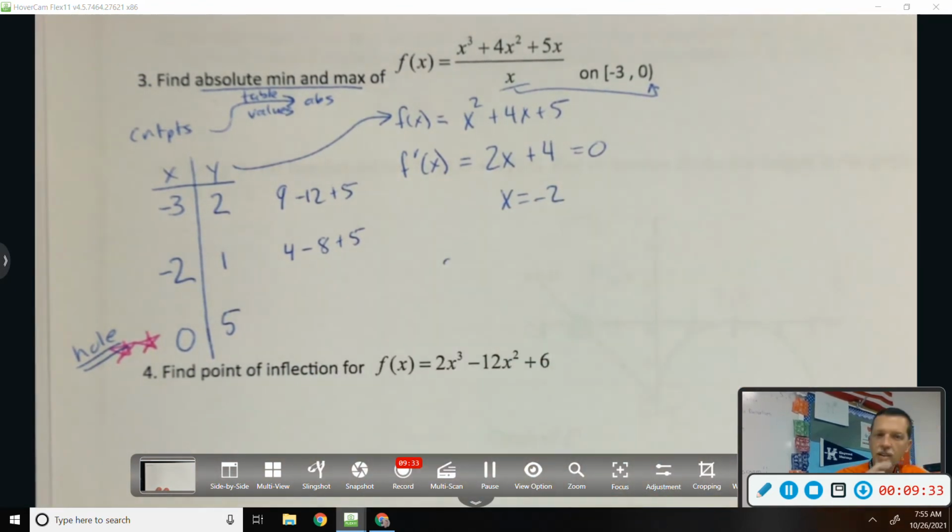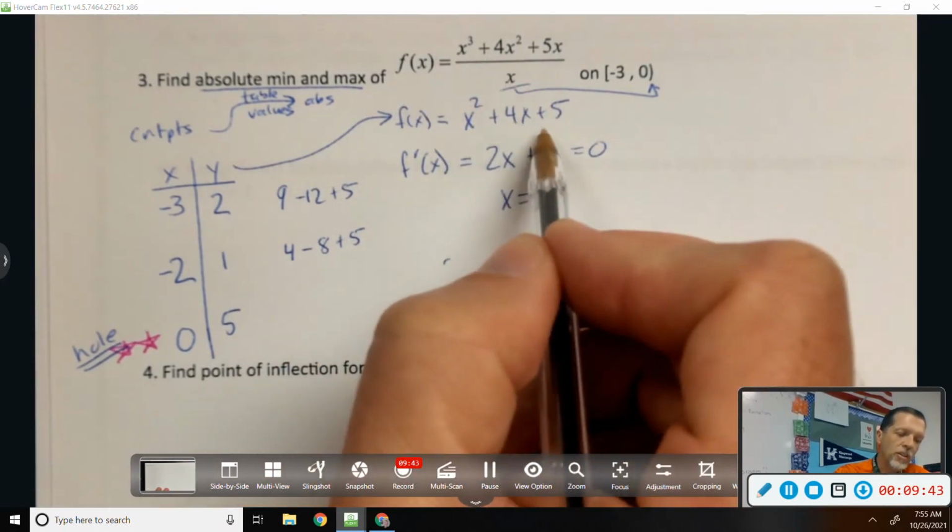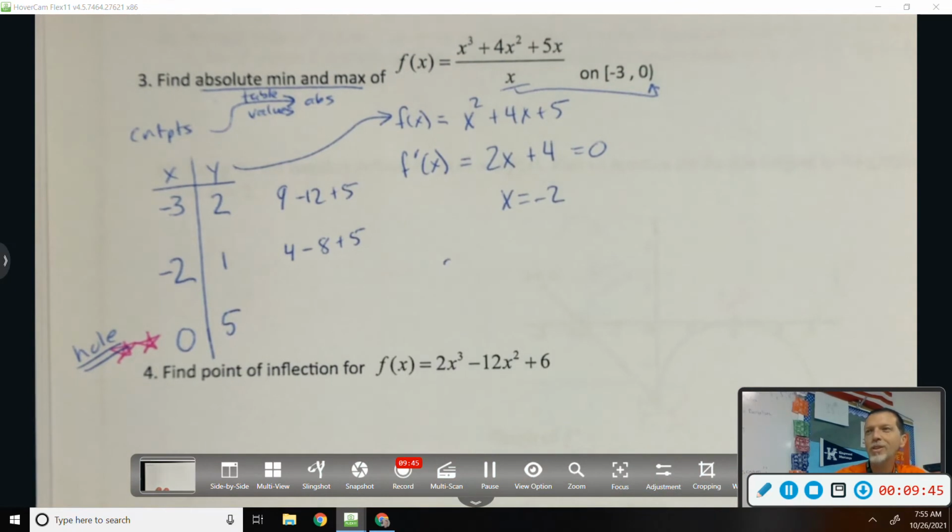Yes, sir. Why did you only take the derivative of the top part of the fraction? Don't you have to do quotient? I simplified first. This is f of x. I did algebra first to avoid the quotient rule.